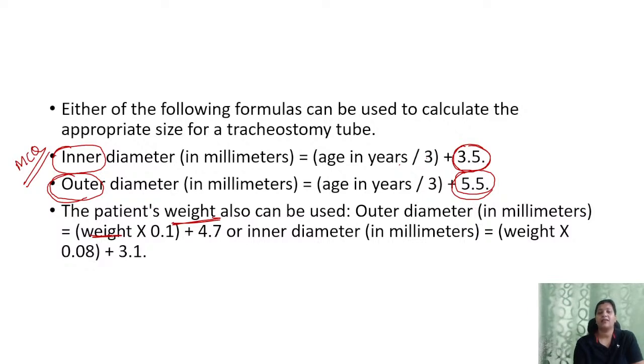Weight, say whatever the weight is, say 10 kgs into 0.1. So how much is 10 kgs into 0.1? That is equal to 1 plus 4.7, which is equal to 5.7. So you will take approximately a 6 size outer diameter of a tube.